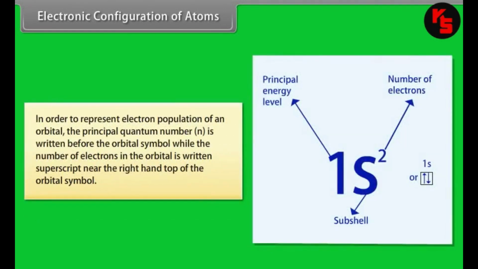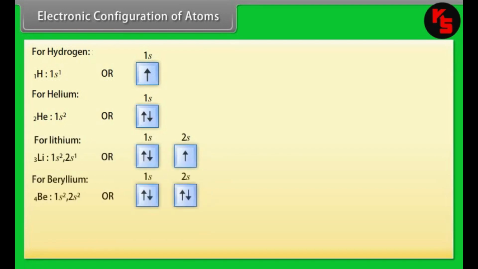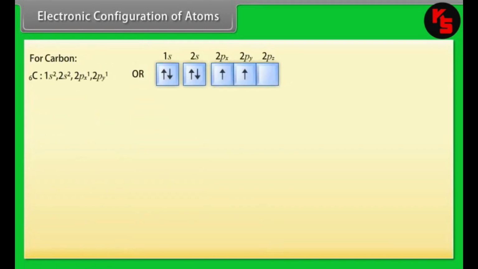Electronic configuration of atoms. In order to represent electron population of an orbital, the principal quantum number n is written before the orbital symbol, while the number of electrons in the orbital is written as superscript near the right-hand top of the orbital symbol. If we have 2 electrons in the s orbital of first energy level, then it is written as 1s². For hydrogen, helium, lithium, beryllium, boron, carbon, nitrogen, oxygen.